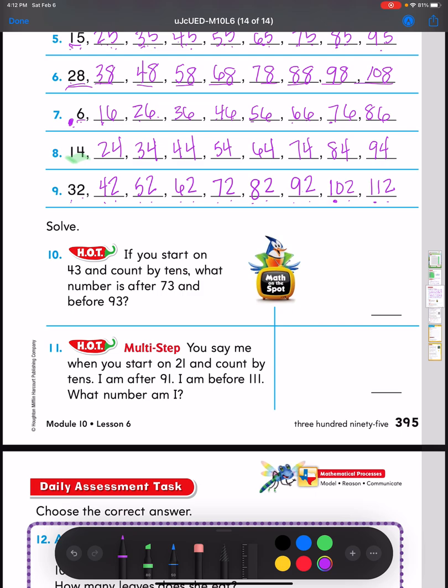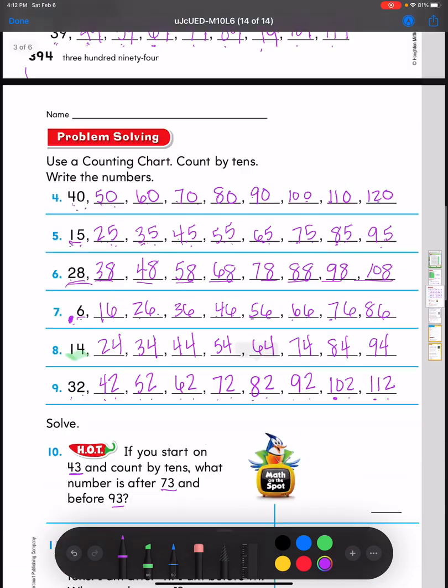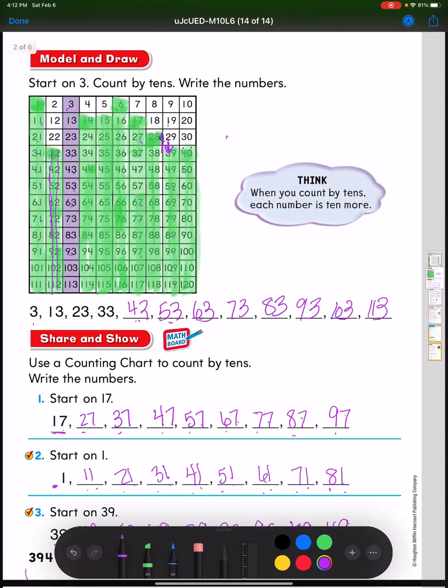So it asks, if you start on 43 and count by tens, what number is after 73 and before 93? So I'm going to go back to my chart. I'm going to start on 43, but it's asking what is between 73 and 93. So it told me to start on 43. So here's 43. And I'm going to go down my chart. So 43, 53, 63, and then there's 73.